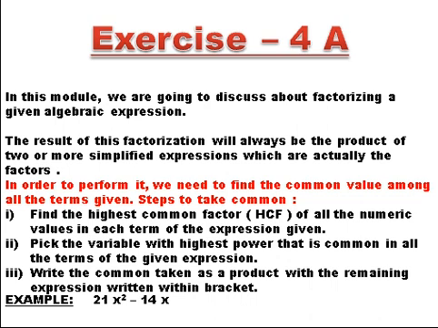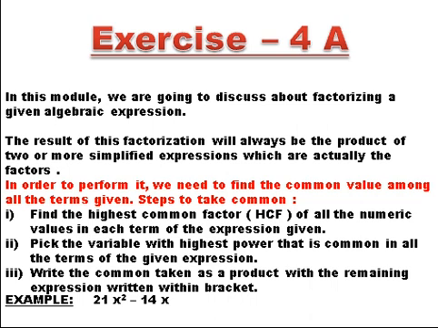Let us take an example. We have been given 21x square minus 14x. There are two terms in this expression and this is a binomial. So first of all, we are going to find the highest common factor of 21 and 14. If you know the table of 7, in the table of 7 we have 21 and 14 both, and that is the highest common factor. So I'm going to take 7 as common. At the same time, for the variables, x is present in both the terms, and the highest power which is common is x.